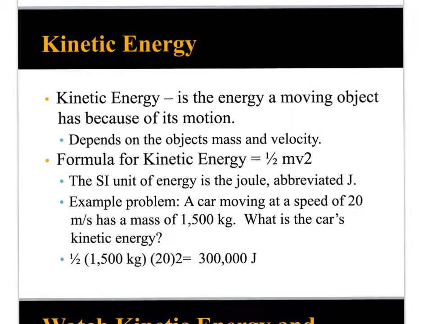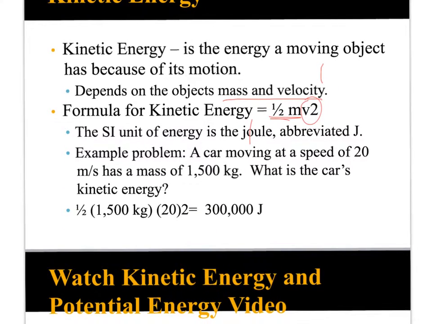So here's our first formula. Kinetic energy is the energy of an object because of its motion. It depends on the mass and the velocity, but much more obviously the velocity, because you take half of the mass and multiply it by the velocity squared. For a sample problem, a car is moving at 20 meters per second with a mass of 1,500 kilograms. What is the car's kinetic energy?